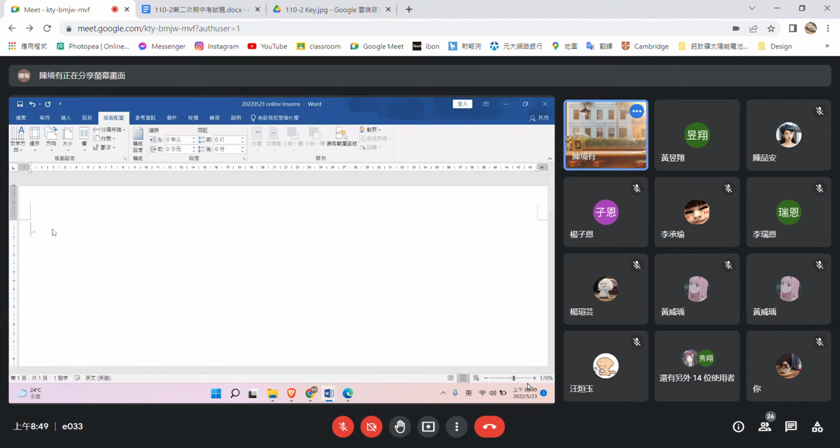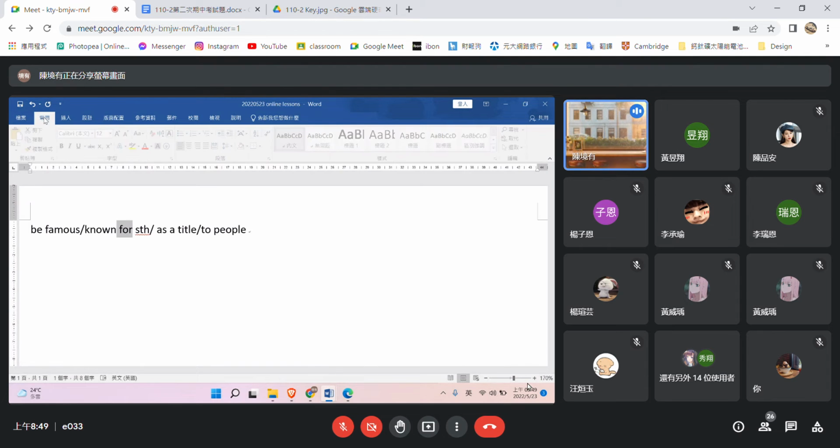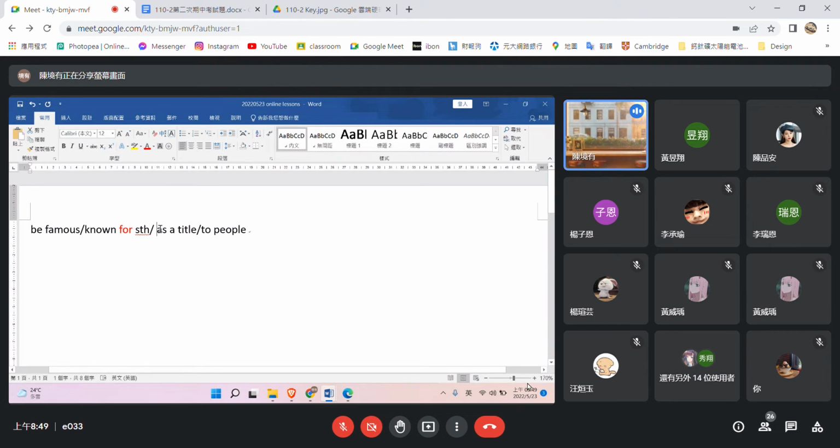Can you see this screen, the Word file screen? Yes. Okay, so you can be famous or well known for something, let me type everything before I mark it. For something, or as a title, or to people. So you basically have 3 prepositions for noun or famous.